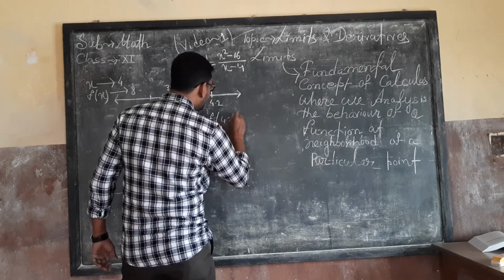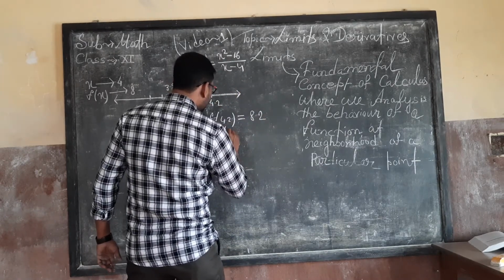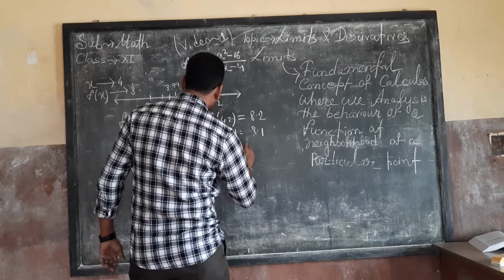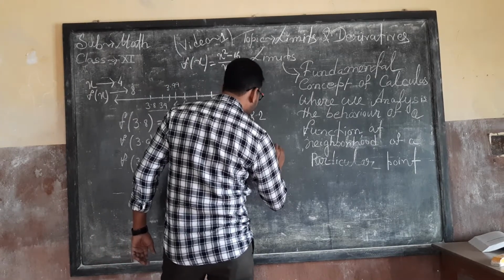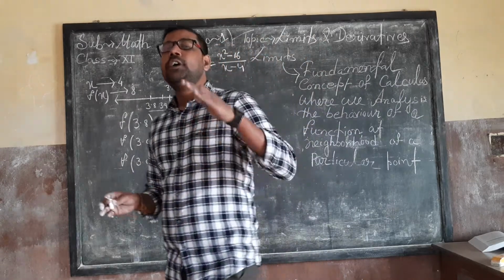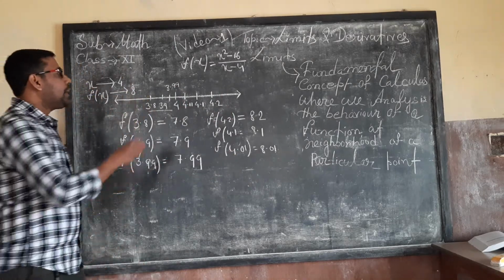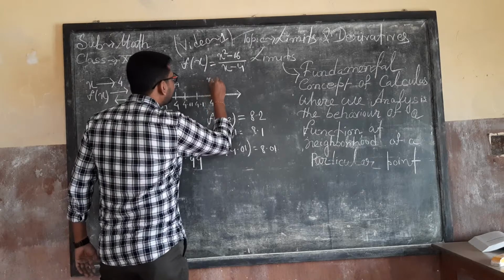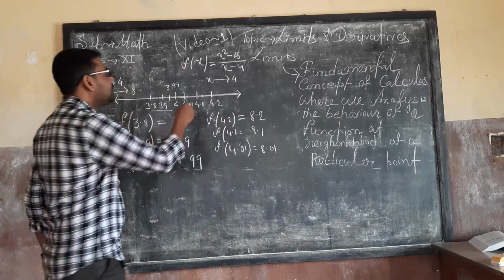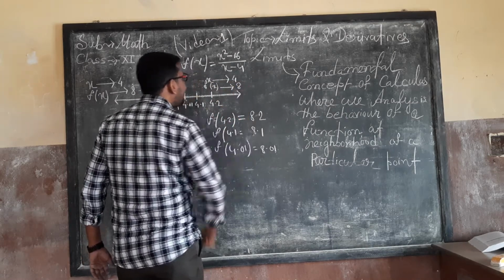This time 4.2 produces 8.2, 4.1 produces 8.1, and 4.01 produces 8.01. So when you consider all the values which are close to 4 and belong to the right-hand side of 4, then as x tends to 4 from the right side, the function value also tends to a particular value, 8.